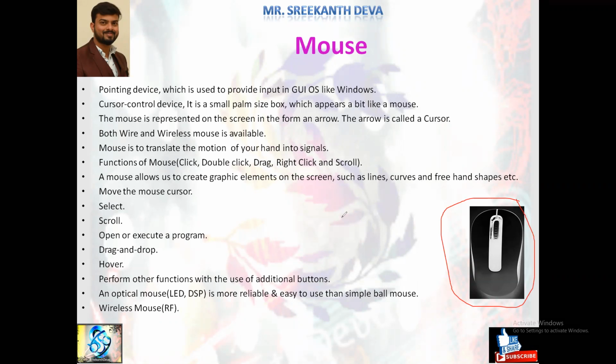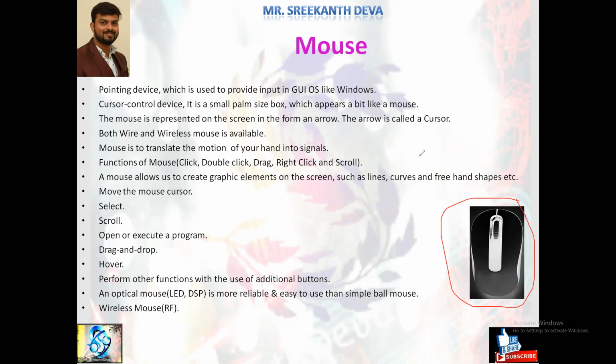This arrow is called what? Cursor. We can call it cursor. See, moving the mouse on your desk will move the arrow on the screen. So when I give some movements, see, this mouse is going to be moving, and the cursor is also moving on the screen.